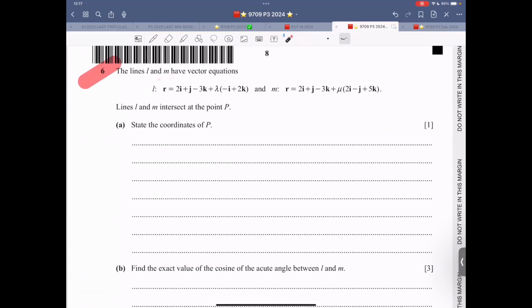The two lines have the equations L and M. They intersect at point P. State the coordinates of P. For the first time, I've seen such a basic but challenging question. Without making you solve, they're asking for the point of intersection.